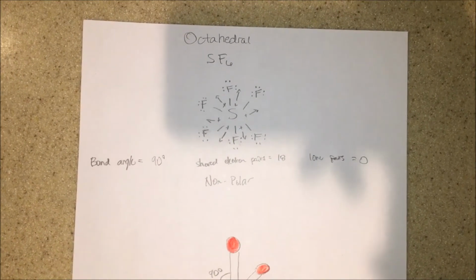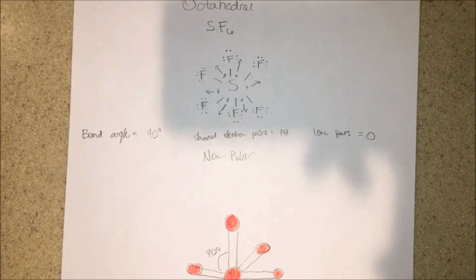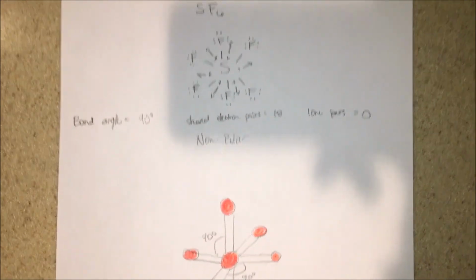Octahedral. Sulfur hexachloride has a bond angle of 90 degrees, 18 shared electron pairs and 0 lone pairs. It's nonpolar.